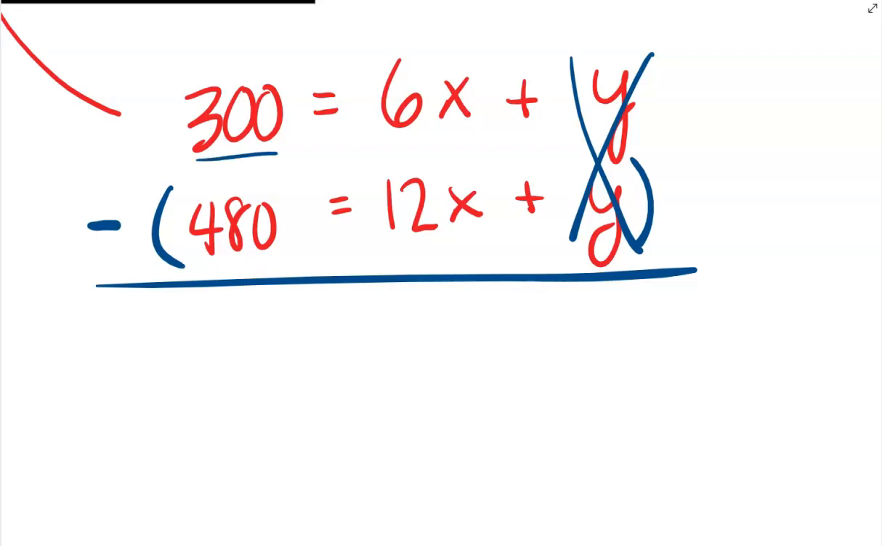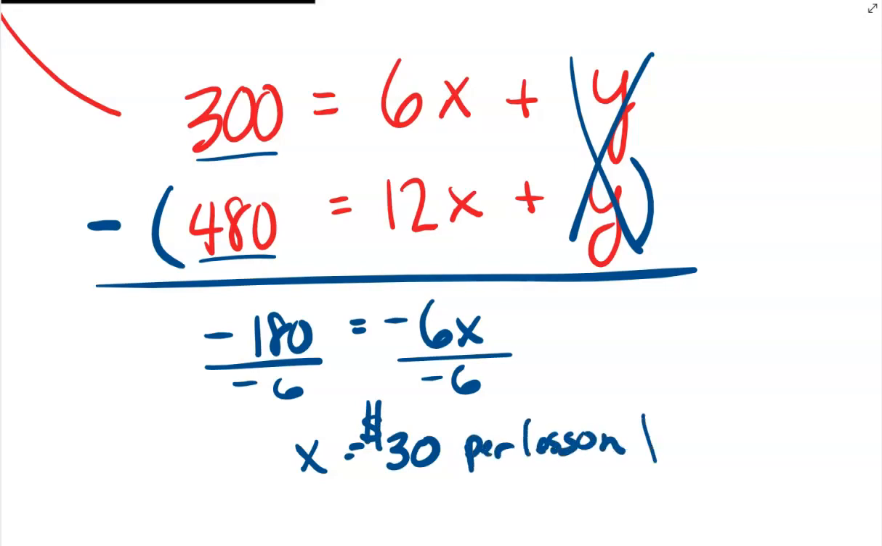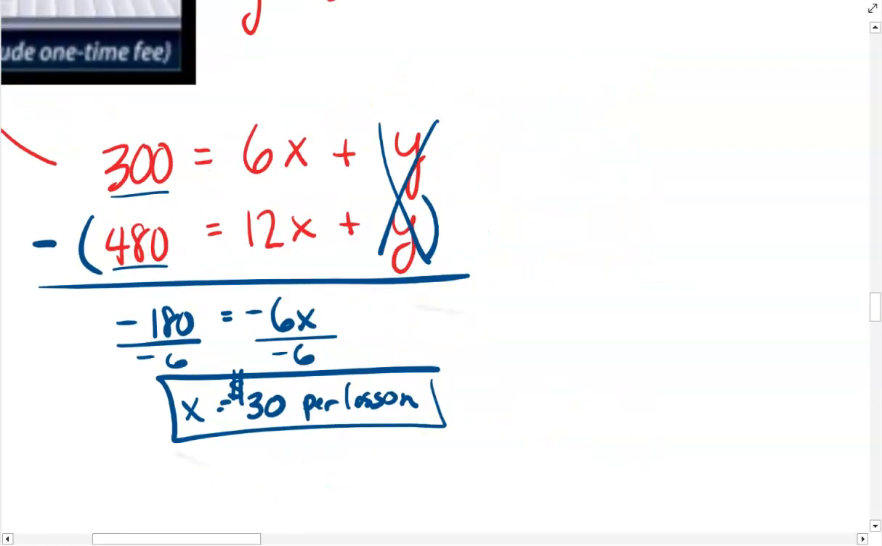Let's take 300 and subtract 480. That's negative 180. And then if I have 6x take away 12x, that leaves me with negative 6x. Now to get x by itself, we'll divide both sides by negative 6. And x by itself is equal to 30. So we'll say something like this. The cost is $30 per lesson, since x was supposed to represent the cost per lesson.